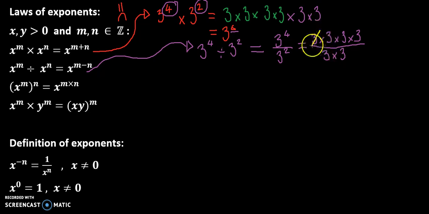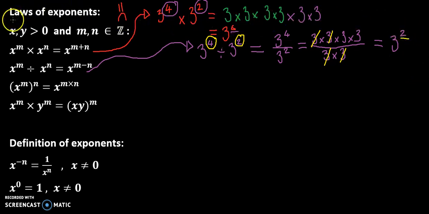Let's cancel. 3 cancels with 3, and 3 cancels with 3. And that leaves us with just those two. So we have 3 to the power of 2. Do you see the pattern that's been recognized? 3 to the power of 2 was the final answer. 4 minus 2 gives us 2.